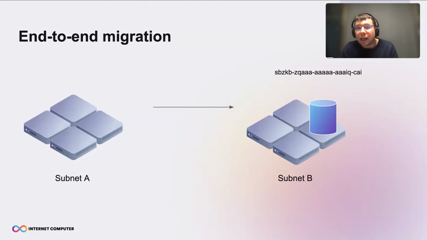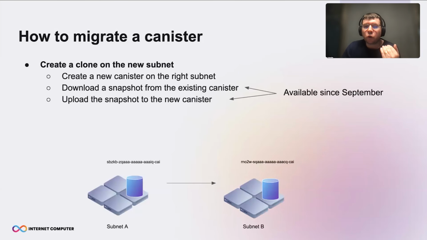And now, before the canister migration feature, you could almost get there, but not quite. What you could already do before is you could clone a canister. Like you could always create a new canister on the right subnet. And then what you can also do is you can move the state and the code over. This recently got a lot easier to do with the snapshot upload and download feature, which is available since last month.